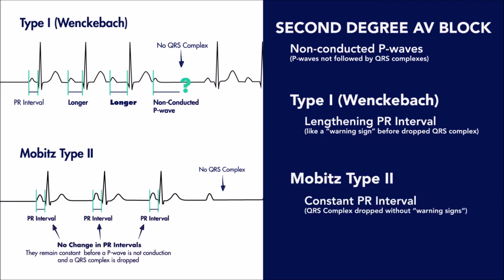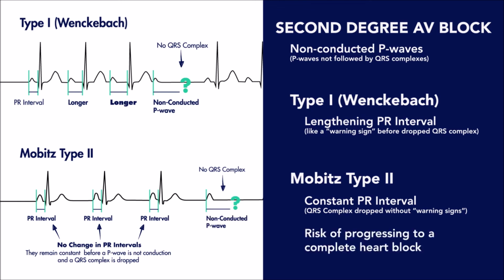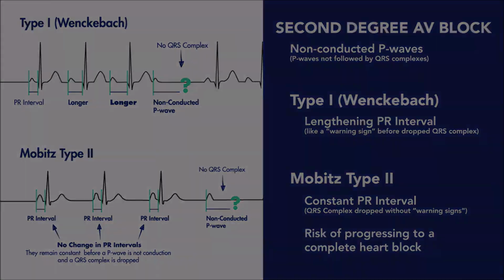Instead, P waves appear normally along with their associated QRS complexes until a P wave is not fully conducted and a QRS complex is suddenly dropped. Of the two, Type II has a higher risk for progression to complete heart block.